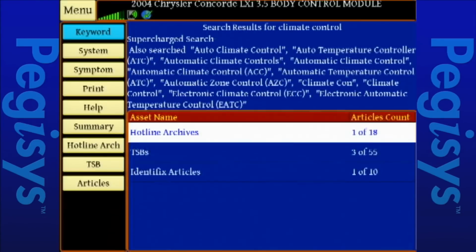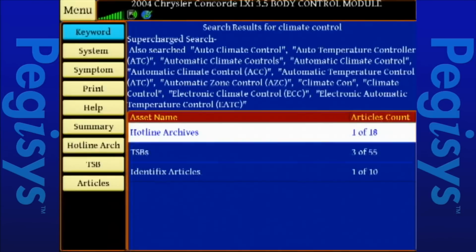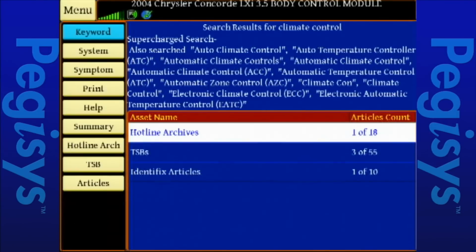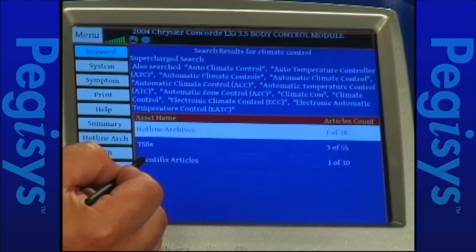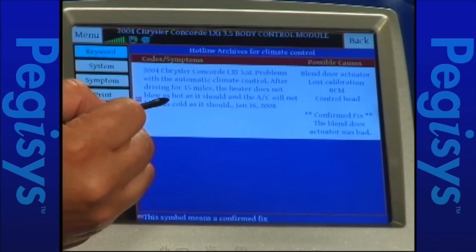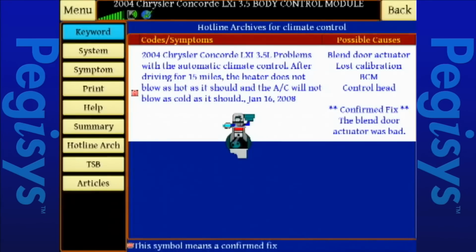Now, as you can see, we have three different pieces here. We have the hotline archives, we have technical service bulletins, and we have Identifix articles. I think what we'll do in this case, we're going to feature a hotline archive. Let's go ahead and choose that. And yes, we got what looks like a 2004 Chrysler Concorde. Let's go ahead and take a look at that one.